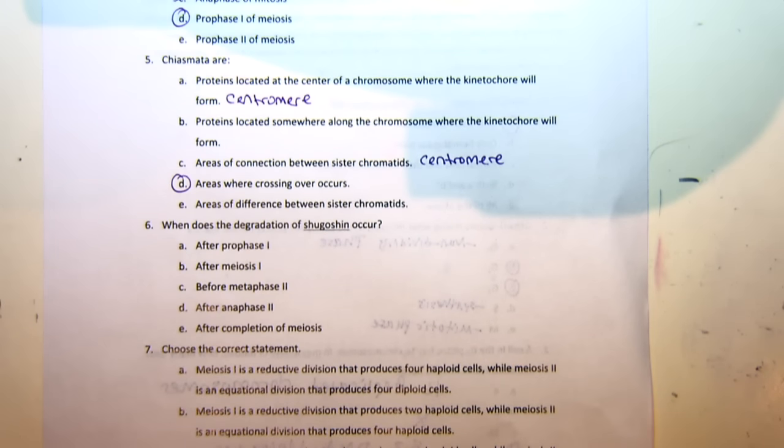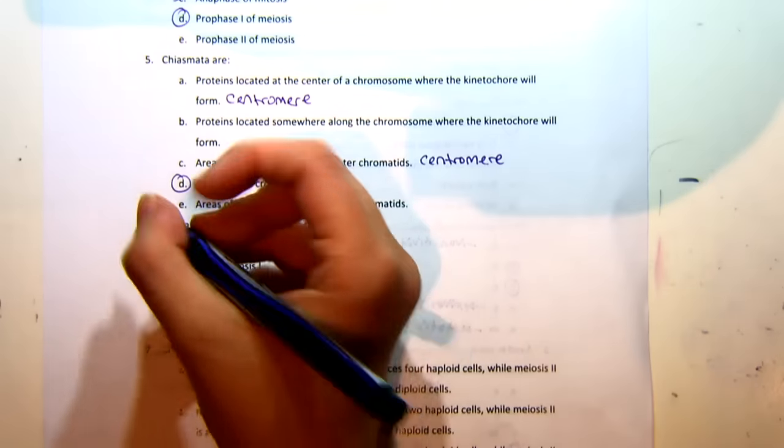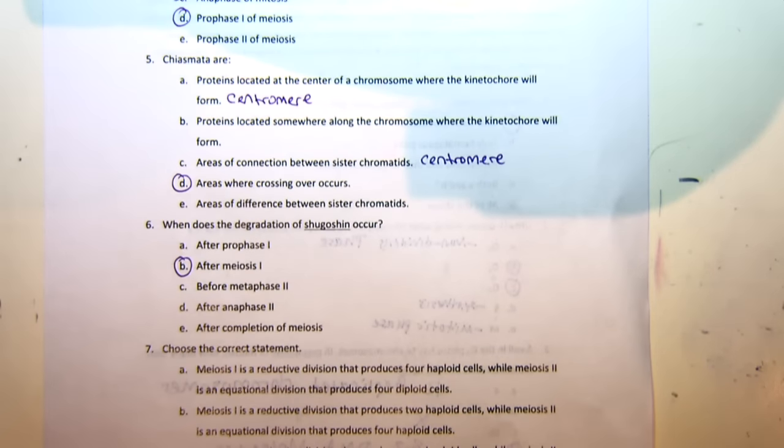All right, number 6. When does the degradation of Shugoshin occur? So this would be after meiosis 1. So Shugoshin, if I'm pronouncing that correctly, is something that helps prevent degradation of centromeres. We need the Shugoshin to keep our sister chromatids attached.